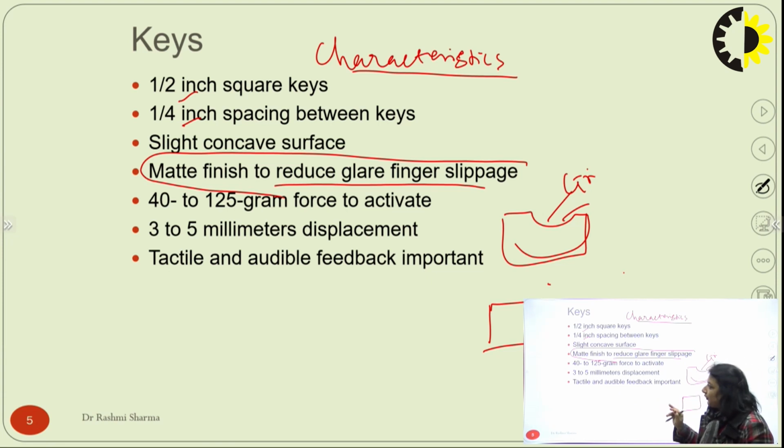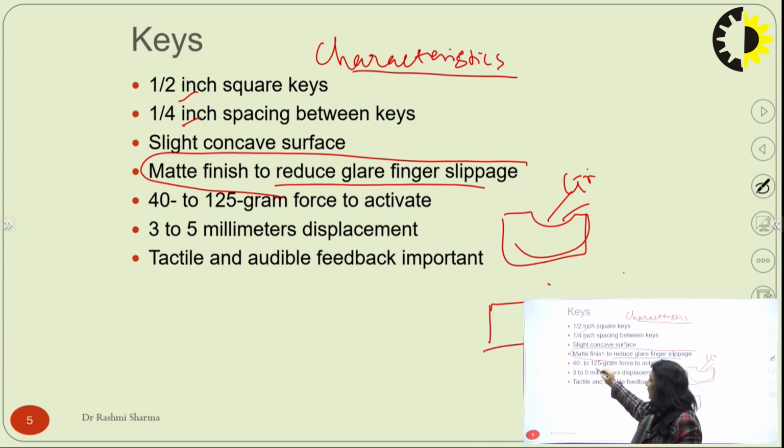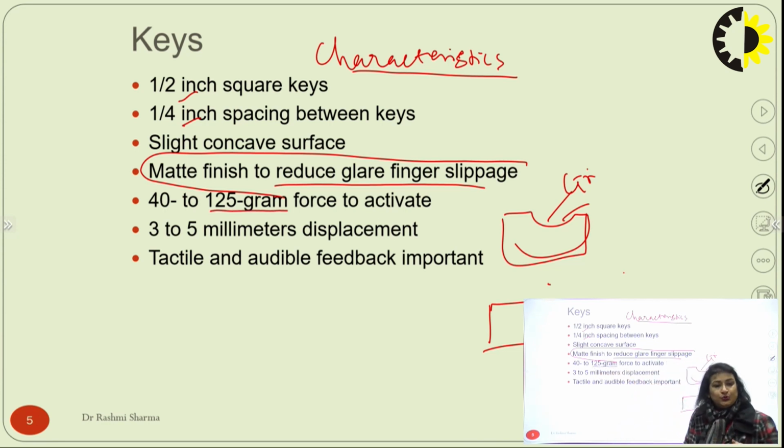Then 40 to 125 grams of force to activate that particular key. So you require a specific force to activate that key. This force has also now been reduced. This 125 gram force we used to need when we were studying in our college, and when we used to press that key, it used to give us a sound, and we would be able to know that we are pressing something, that the key is being pressed, or you are typing something.